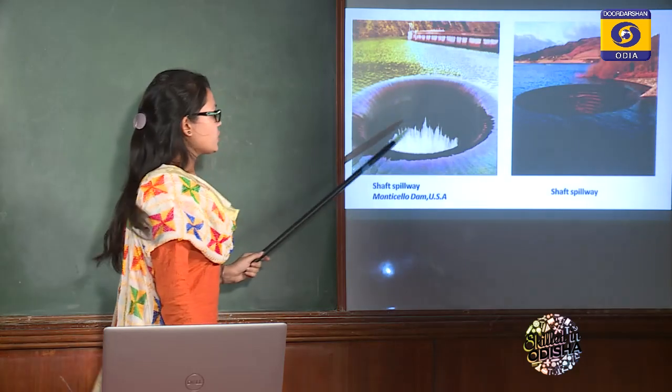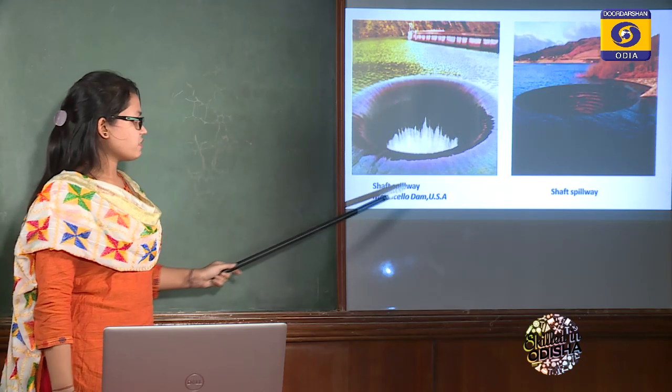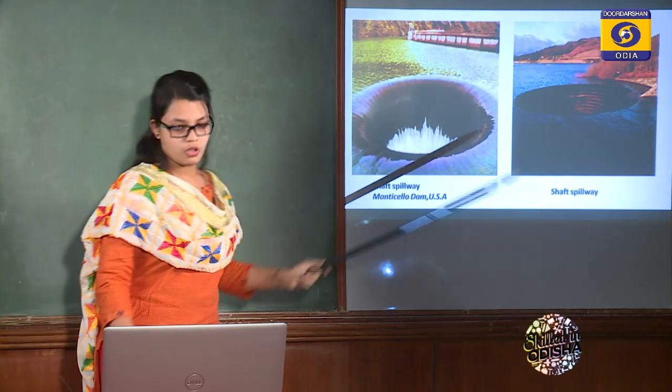So this is the picture. It's a beautiful and wonderful view of this shaft spillway. You can see this is the inlet mouth. It is provided at the normal pool level. Whenever water rises up to that level, it automatically enters through this inlet mouth and will be connected with the horizontal shaft and taken back to the river. So this is the shaft spillway of Monticello Dam, USA.